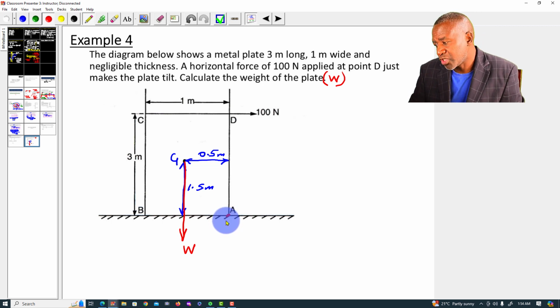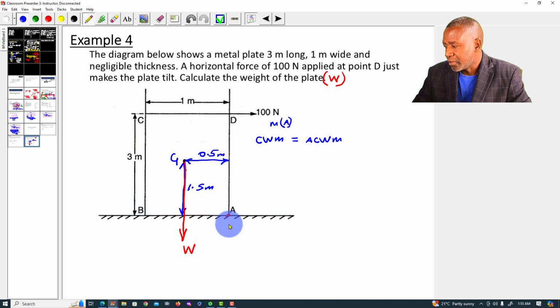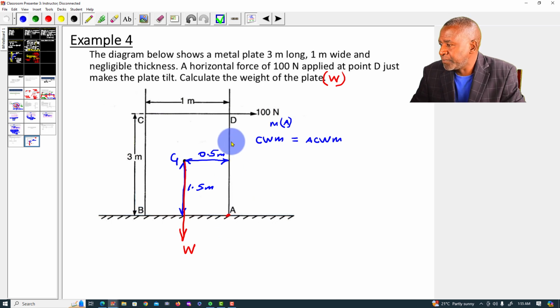And we are going to say that the sum of the clockwise moments should be equal to the sum of the anti-clockwise moments. We are taking moments about point A. That is what we are doing. Moments about point A, then that is what we get. Let's look at the forces acting.